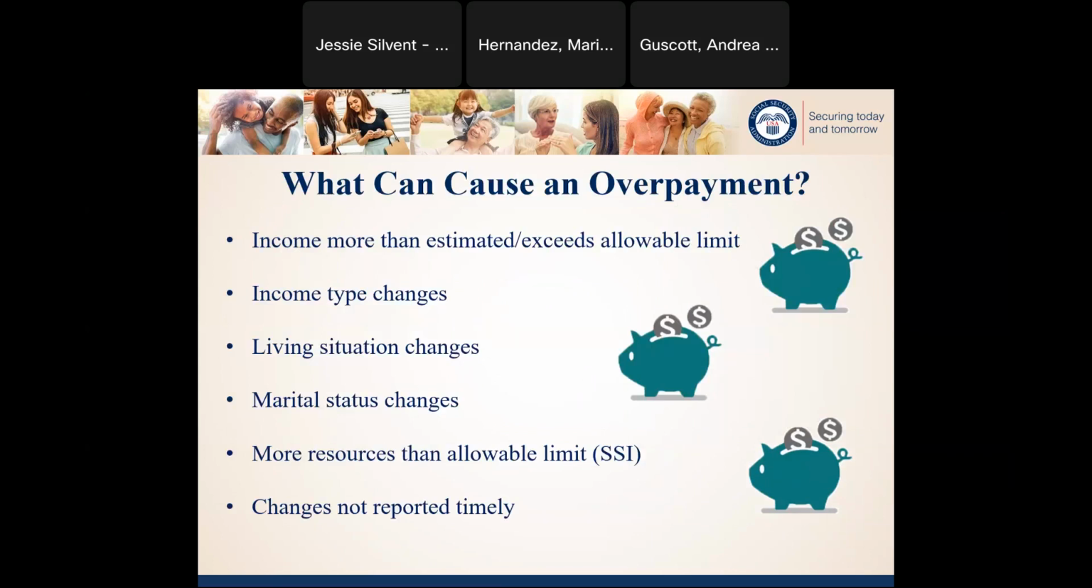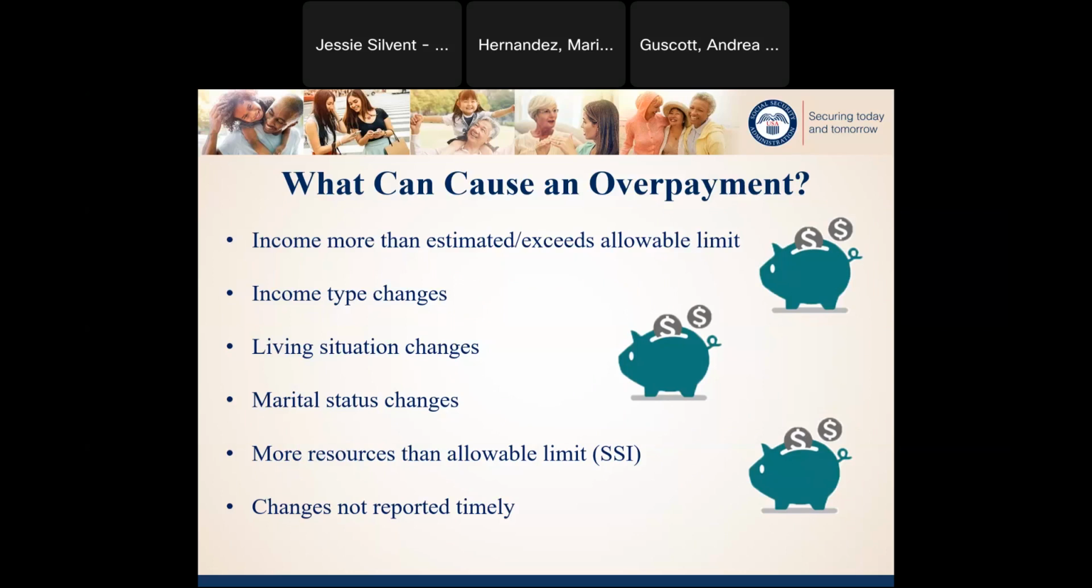So how exactly does an overpayment occur? What are some of the common causes of them? An overpayment could result from someone who earned more than they initially estimated when they first started to receive Social Security benefits. The retirement, survivor, family benefit programs, as well as SSDI and SSI all have specific allowable earnings limits. And when someone exceeds those limits and they are not timely reported to our agency, it can cause an overpayment.